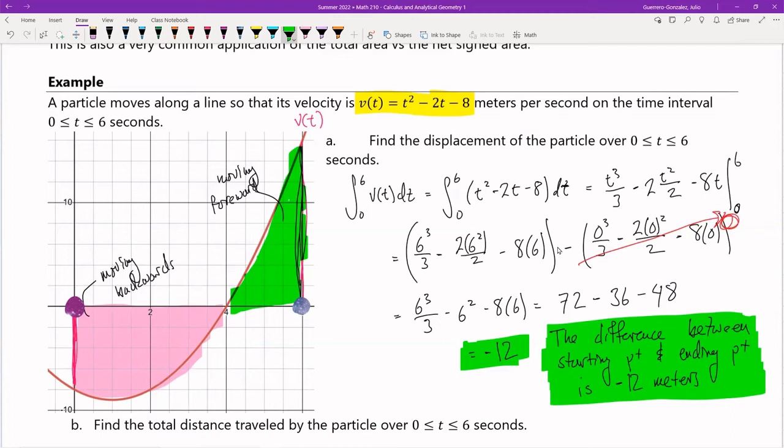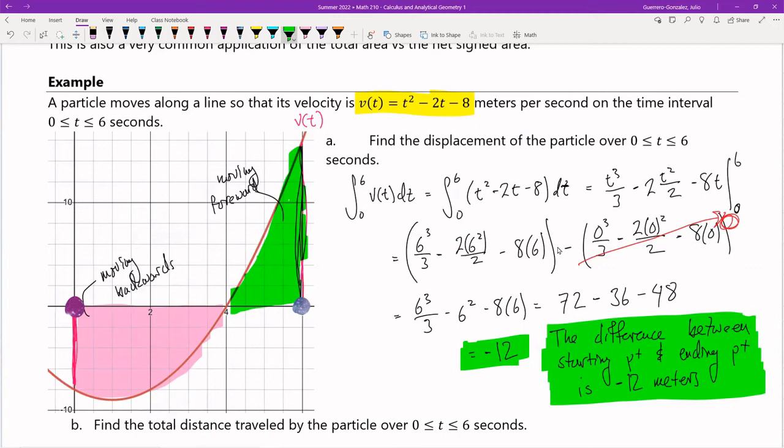Okay. Now let's go ahead and find the total distance. Now we have to take care of, and this is where we're going to have to see the difference between the total area and the net signed area. Okay. So part A was our net signed area. Okay, that's sort of the example of our net signed area.